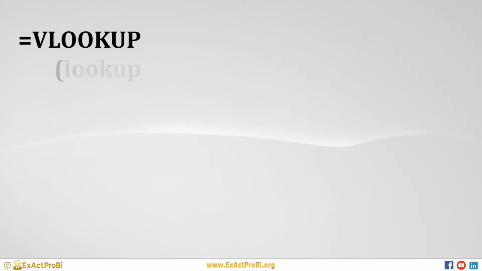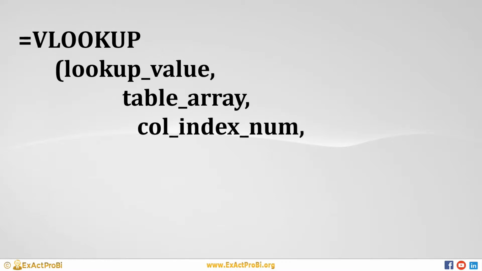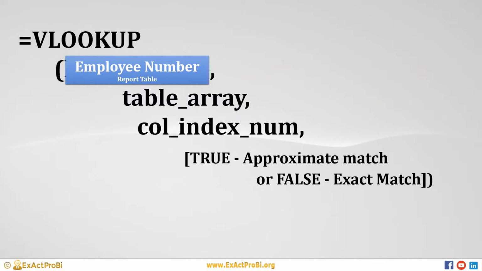It starts with VLOOKUP, the function name itself. The first argument, which is compulsory, is lookup value. The second argument, which is compulsory, is called table array. The third argument, which is also compulsory, is called column index number. And the fourth argument, which is optional, is for true match or approximate match. In this case we'll be dealing with exact match, with false. I'll be explaining more about the true match, which is also called approximate match, and wildcards in another separate video. So the lookup value for us is nothing but employee number from the report table.